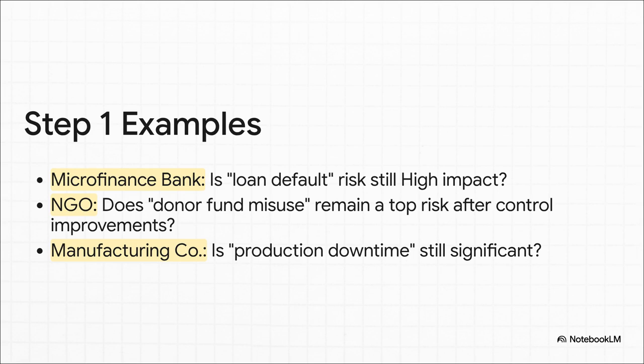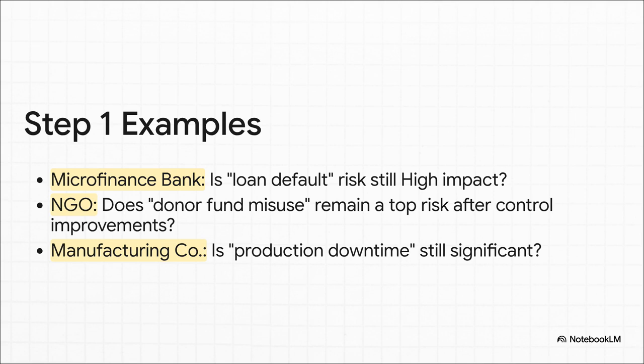For a bank, you'd ask, hey, is loan default still a high-impact risk? For an NGO, you'd wonder, did those new controls we put in place actually lower the risk of donor fund misuse? It's all about doing a reality check on our assumptions. So, once we're confident in our data, that brings us to step two.